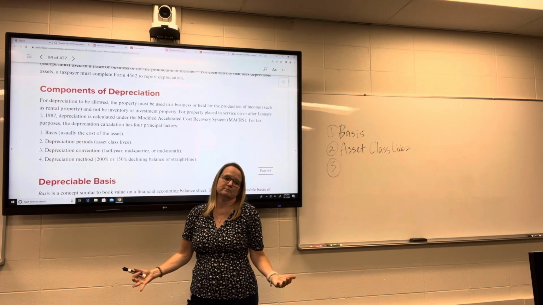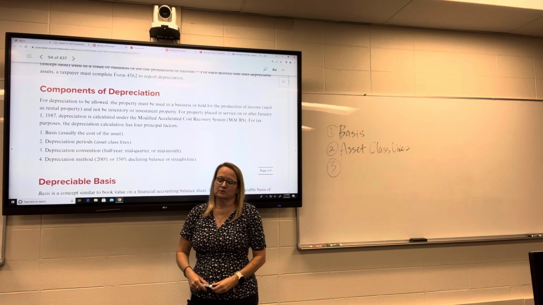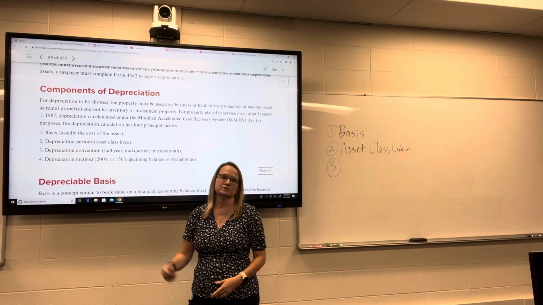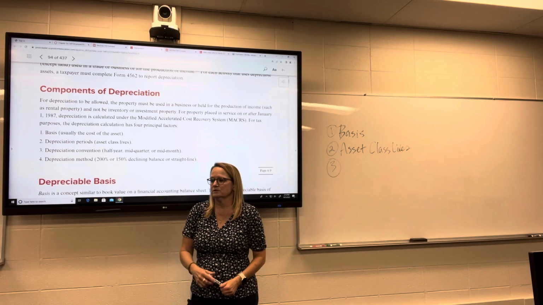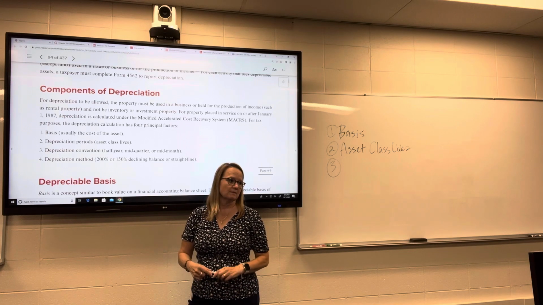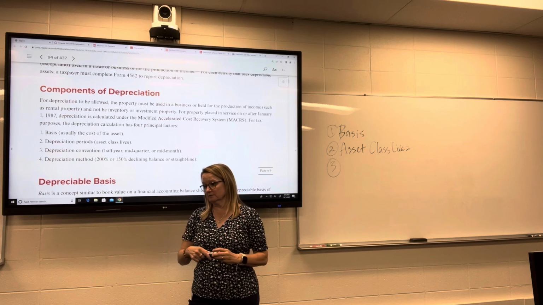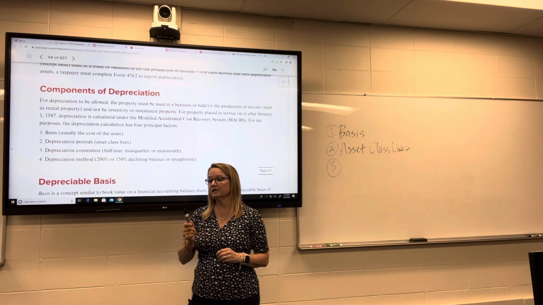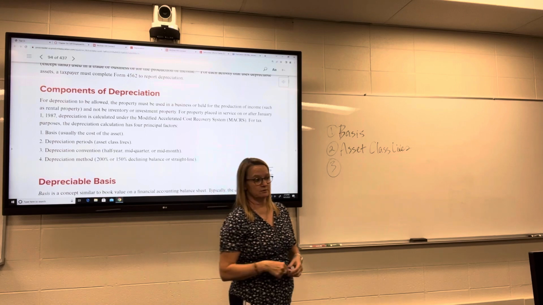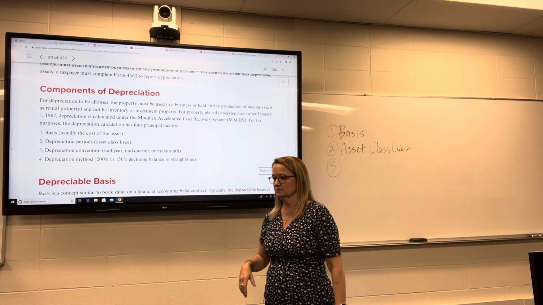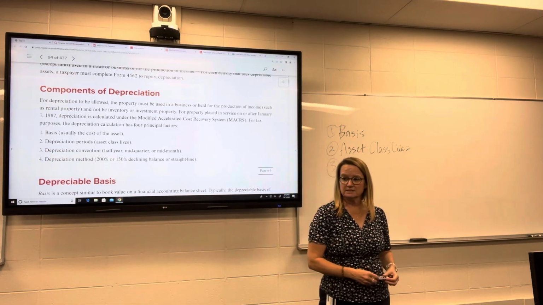So we've got our widget maker. We started using it July 1st. We bought it June 15th, but we started using it July 1st. When do we start depreciating it? When we start using it, okay? So when we put it into use. So July 1st is when we do it. If we started using it July 17th, we'd start our depreciation July 17th.